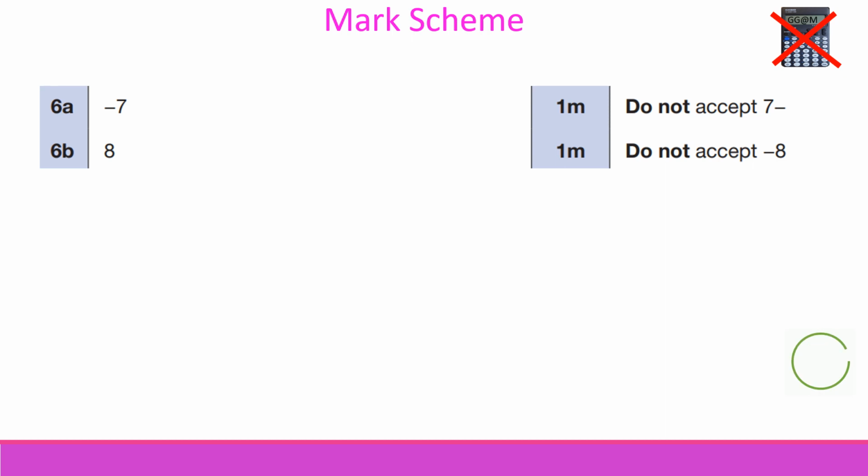The mark scheme on this question shows that you get -7 is 1M, which means 1 mark, and 8 for the second mark, also 1M. On the right hand side it says do not accept a 7 with a minus afterwards, or you're not allowed to accept a -8. So if you wrote that it was -8 because you did it the opposite way round, then you're not allowed the -8. If you started with the higher number and then went down to the lower number, you can't get the negative value, and the negative has to come in front on the first part.